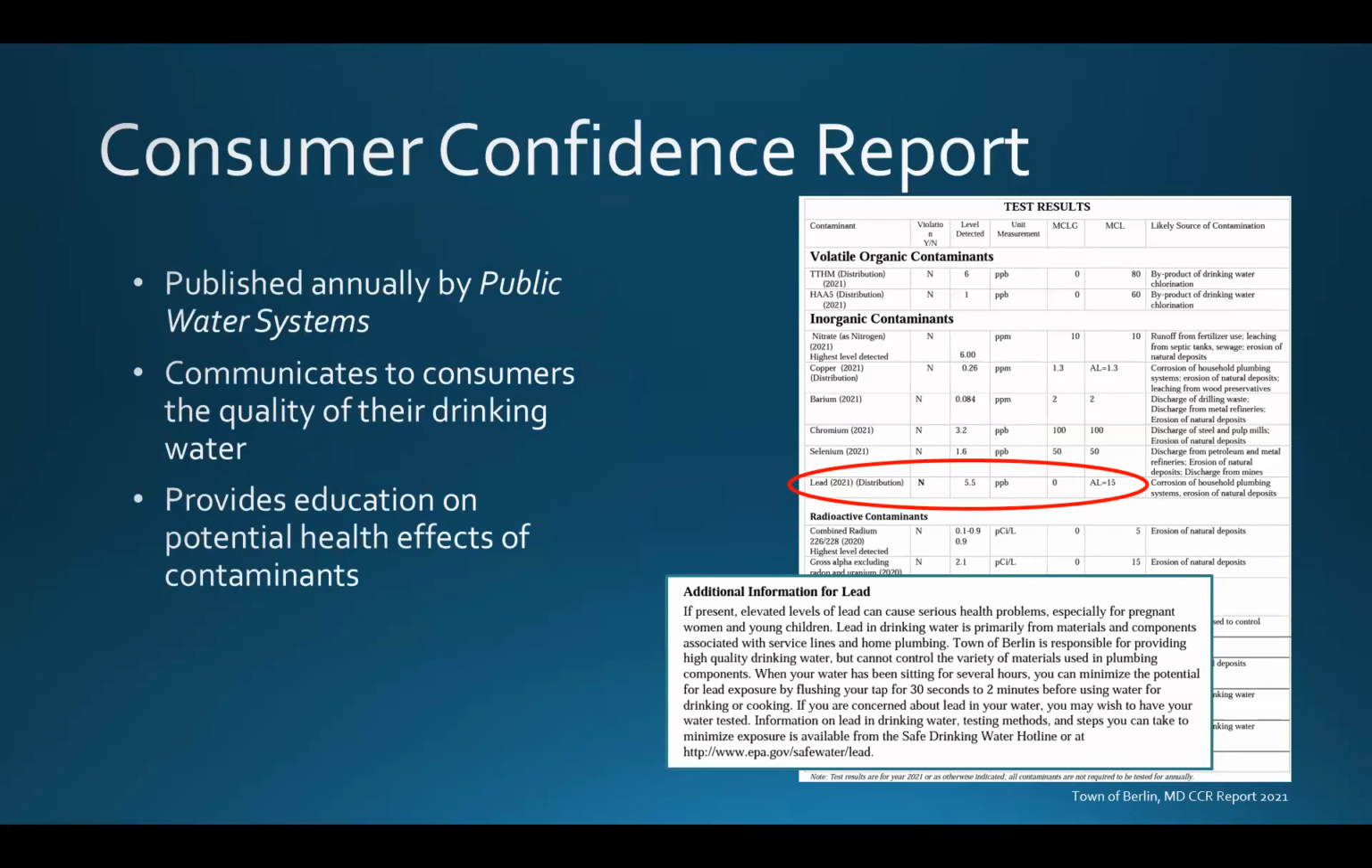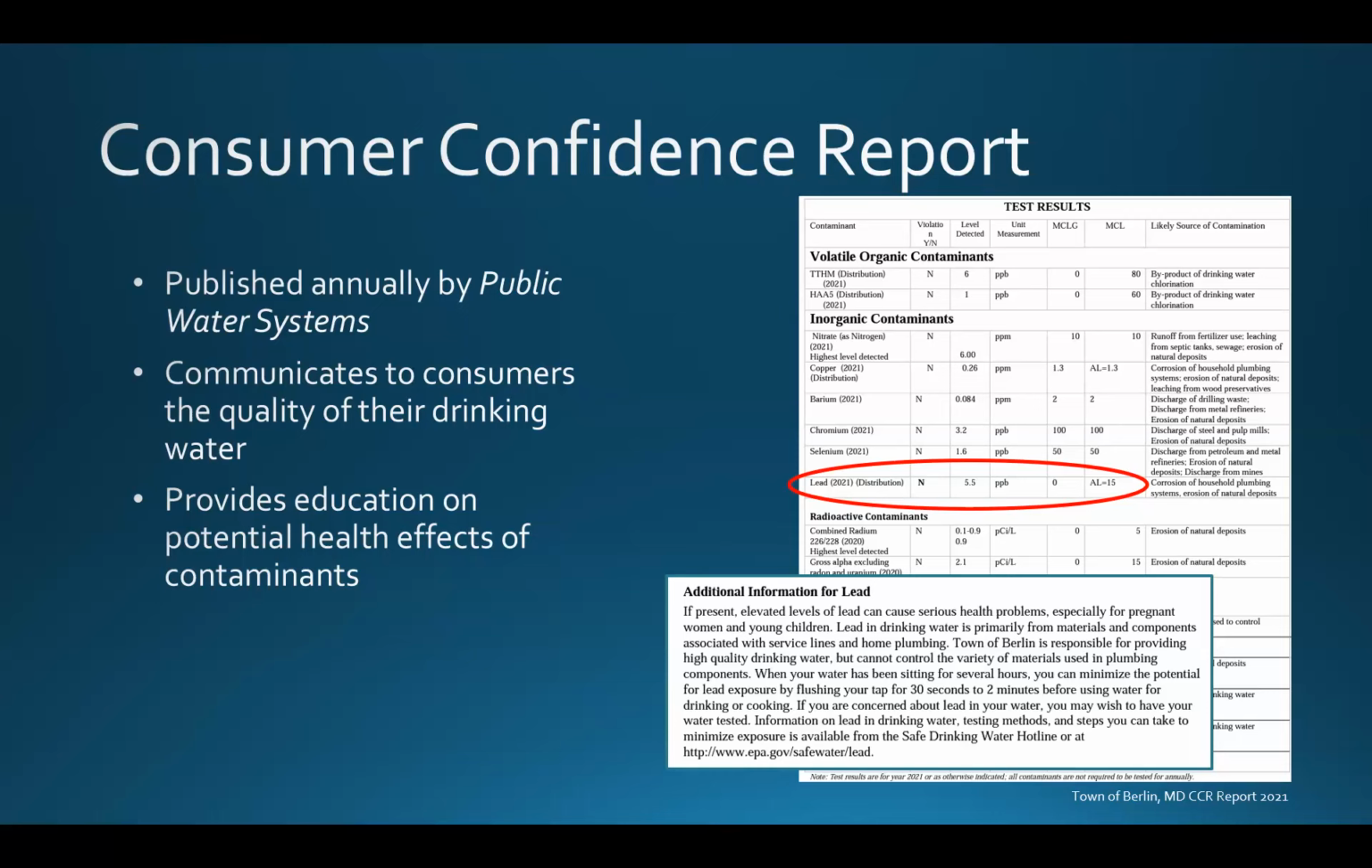So here's a snippet of a consumer confidence report for the town of Berlin, Maryland. This is known as the CCR within the water industry. And it's something that's published every year. It's a document for public water systems to communicate to consumers the quality of their water. So as a consumer, you have the right to know what's in the water that's being provided to you. The CCR has an overview of regulated contaminants in the water and at what level they're present in your system and in your drinking water. There's also some verbiage to provide education and contact information should you have additional questions for the water system.